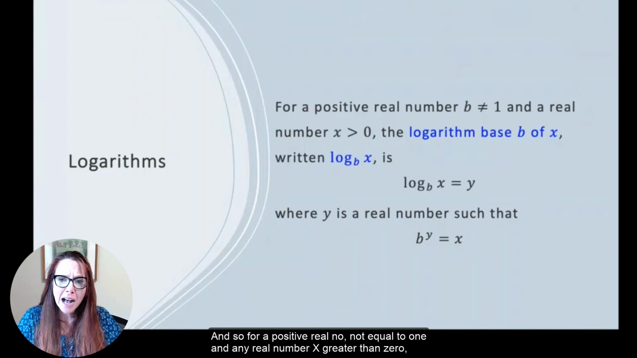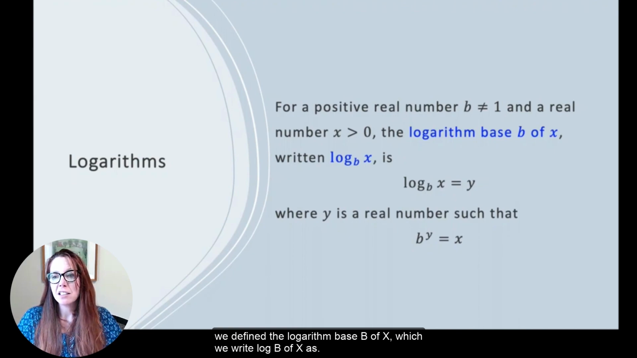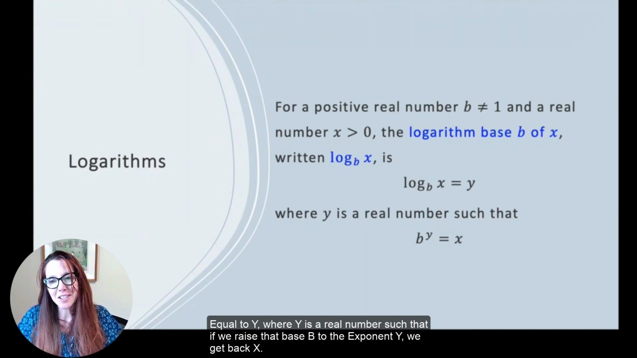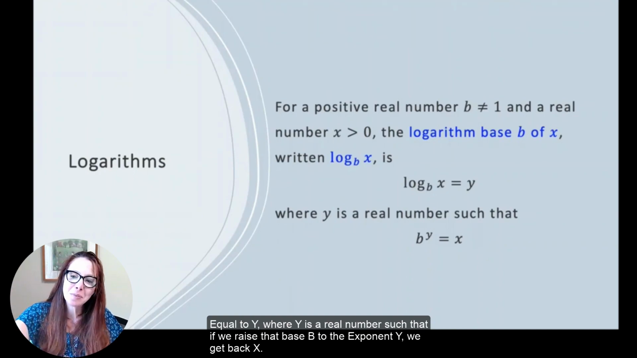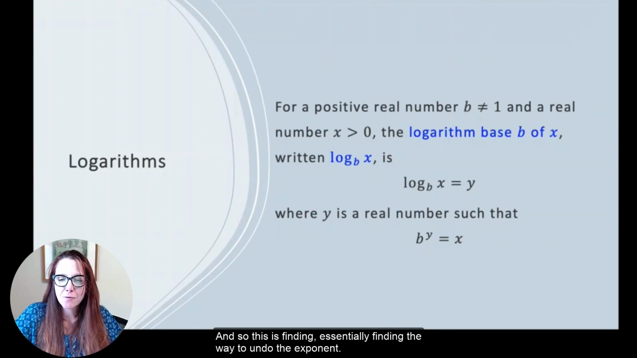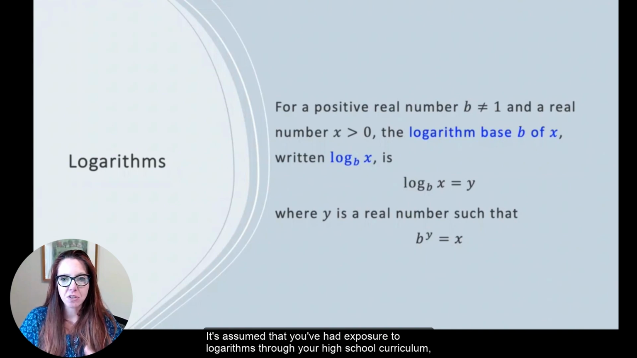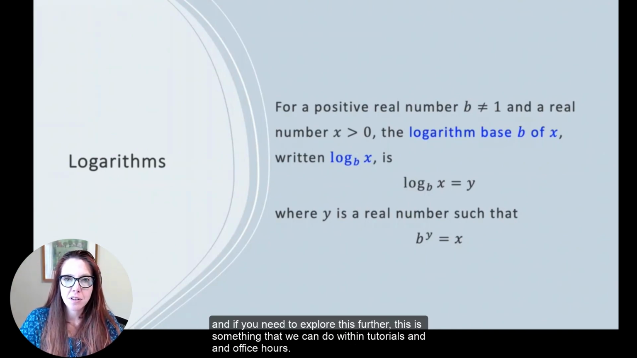And so, for a positive real number b not equal to 1 and any real number x greater than 0, we define the logarithm base b of x, which we write log b of x, as equal to y, where y is a real number such that if we raise that base b to the exponent y, we get back x. Essentially, this is finding the way to undo the exponent. It's assumed that you've had exposure to logarithms through your high school curriculum, and if you need to explore this further, this is something that we can do within tutorials and office hours.